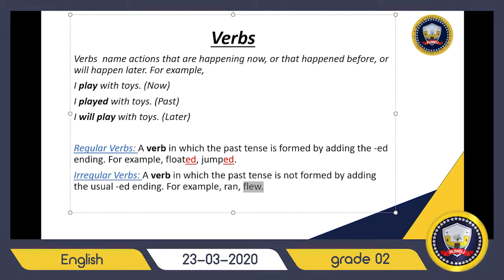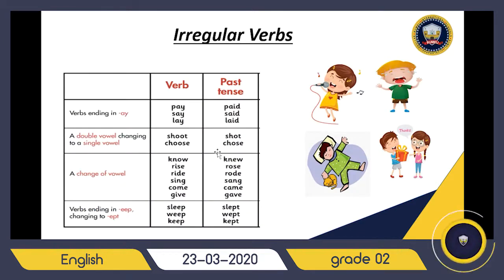Let us look here. Irregular verbs. As you can see, sing. She is singing. He is crying. He is sleeping. And he is giving. So, verbs ending in ay, pay, say, lay. You remove the y and you add id. So it is paid, said, laid. Similarly, if you have a double vowel in a verb, that is shoot, double o, choose, double o, you simply remove one o and it becomes shot, chose.